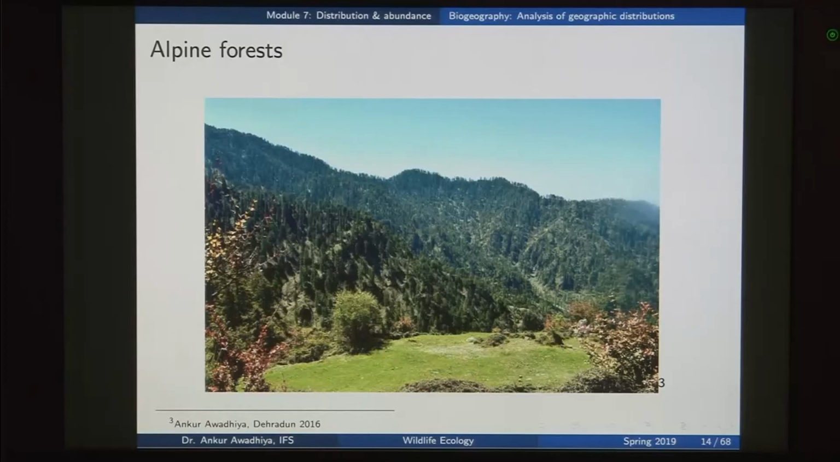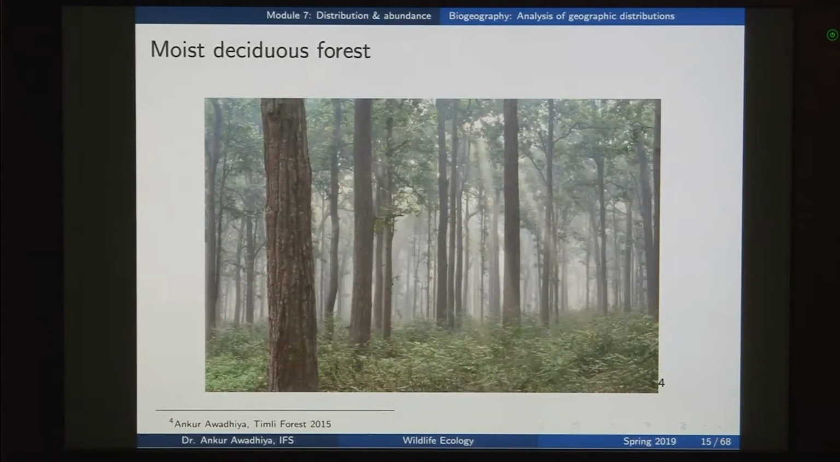Now these are the alpine forests, and then if we move southwards, we reach the moist deciduous forests. Now these are again the deciduous forests that are found in Uttarakhand. Now when we say deciduous, a deciduous forest is a forest type in which the trees have this adaptation that they shed their leaves in a particular season. Now you could have trees that shed their leaves in the summer season in certain areas.